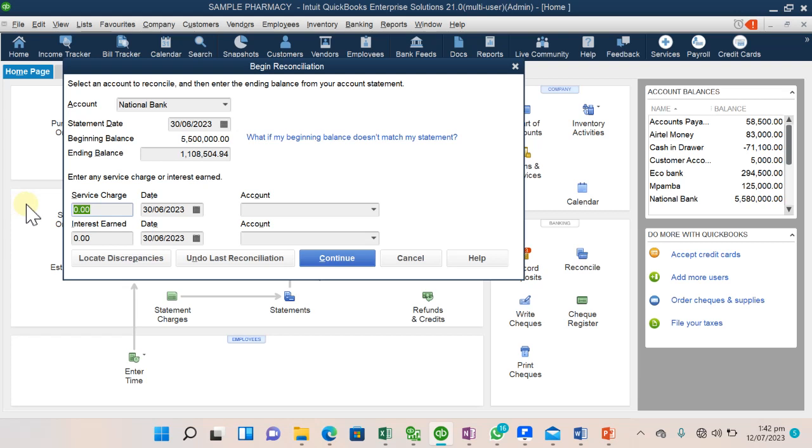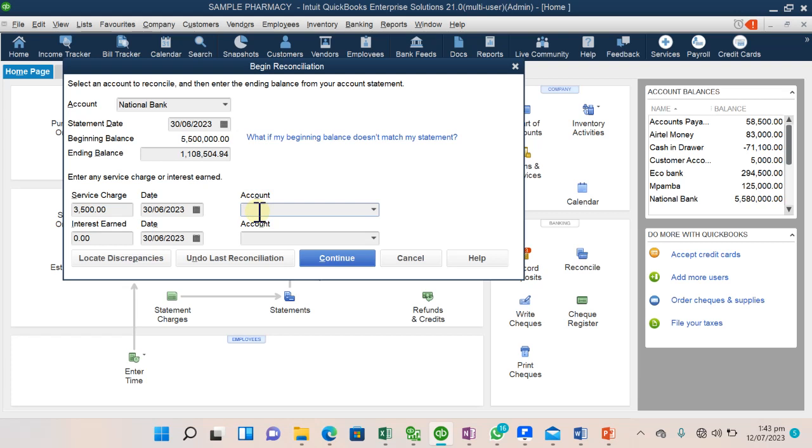So if there are those service charges in the statement, the charges that the bank charges every month, you can put them here. So let's say my service charges are 3,500, and on your account here, it's like an expense account.